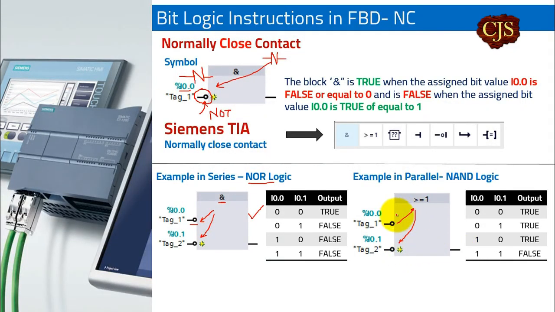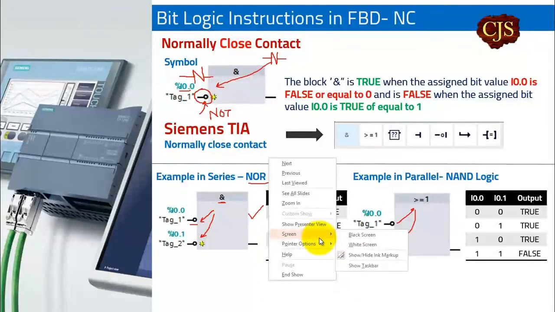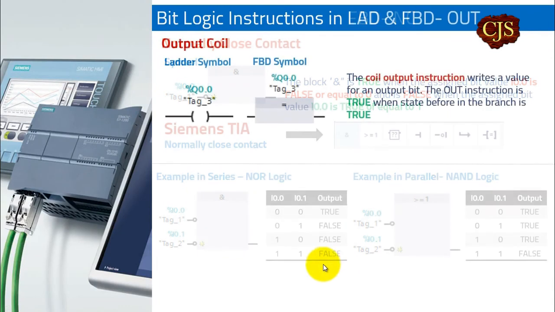I hope this makes sense. You just have to focus on whether you have this bubble or small circle in your FBD or not. If it is there, it means it's an NC contact. Okay, so let's proceed next and see some examples.